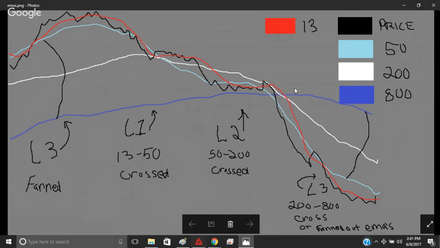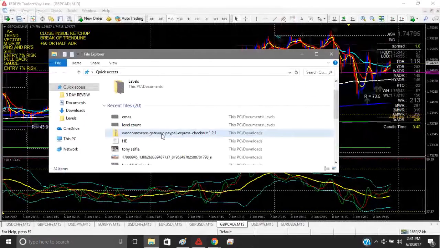But just know that these 3 EMAs right here, these ones are the big ones. This one right here is not very important for the smaller time frame, but it still is important because you'll be using it for your entry. And I will explain that here in a second.